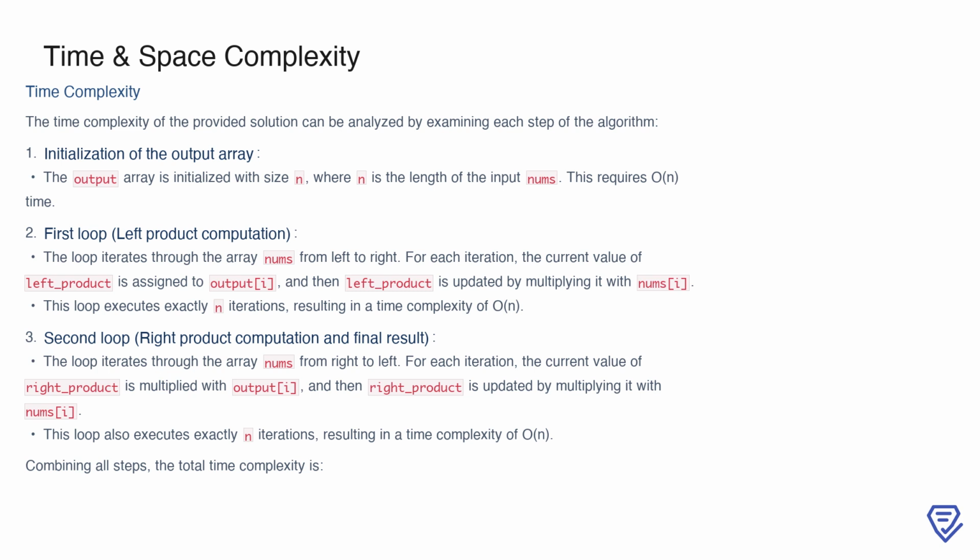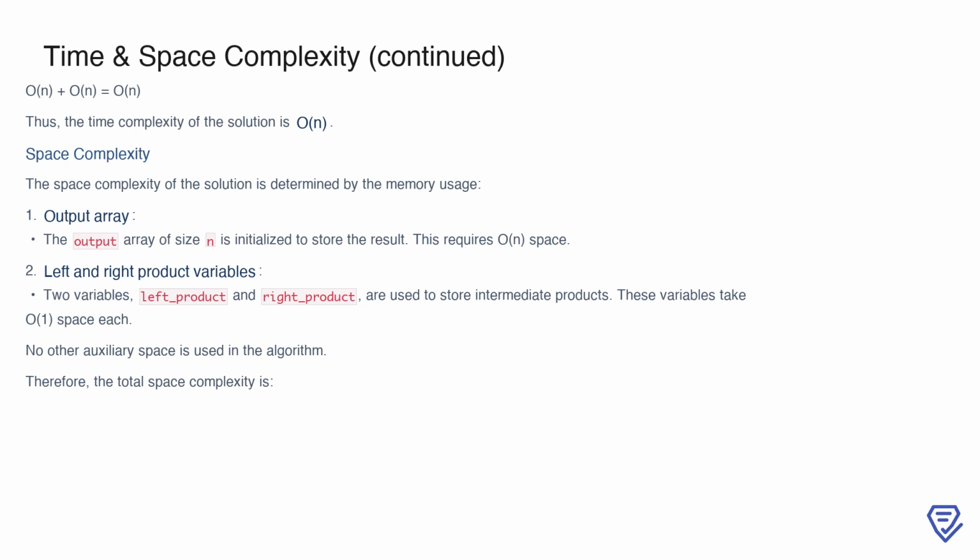Finally, we have the second loop, which calculates the right product and finalizes the output array. This loop iterates from right to left, again processing each element once and performing constant time operations like multiplication and assignment. Therefore, this loop also contributes n to the time complexity. When we combine these steps, the total time complexity of the algorithm becomes n. The total time complexity can be expressed as n plus n, which simplifies to n.